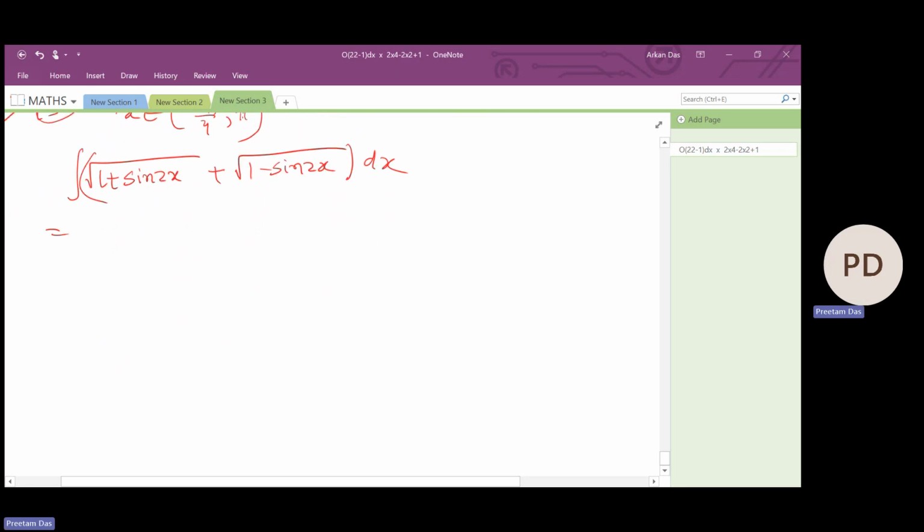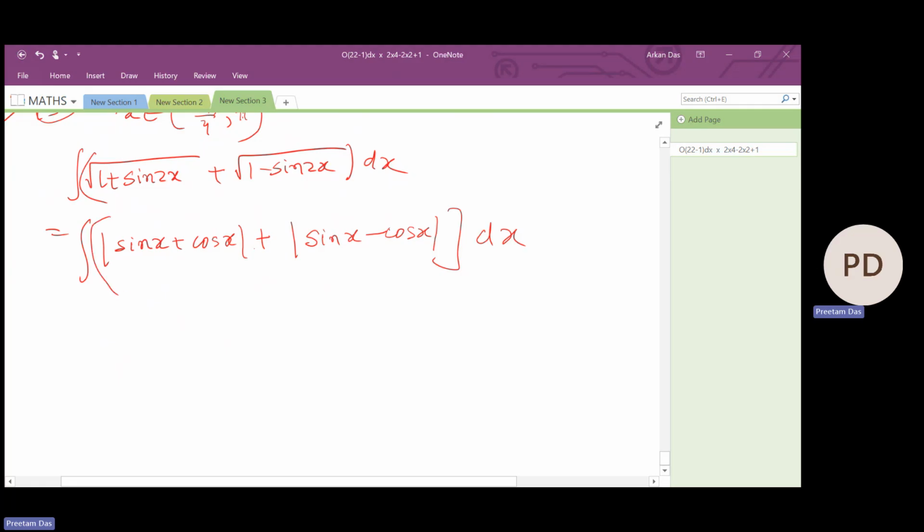So 1 plus sin 2x is (sin x plus cos x) whole square. Whole square and square root cancel to become mod. Similarly, this becomes mod (sin x minus cos x) dx. Now x is in the third quadrant between 135 to 180.